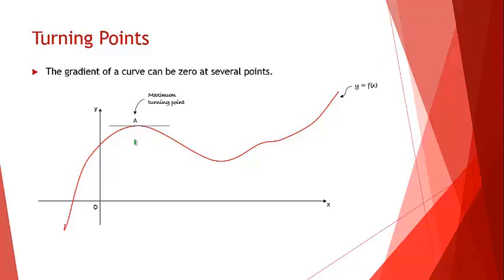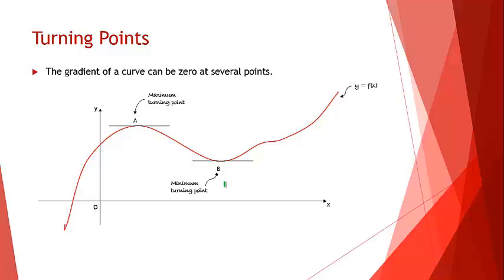The y-coordinate of A is called the maximum value of y or the maximum value of f of x, where y equals f of x. In the neighborhood of B, the gradient changes from negative through 0 at B to positive. So B is called the minimum turning point. The y-coordinate of B is called a minimum value of y or the minimum value of f of x. Also note that the gradient at the maximum or minimum turning points must be 0.